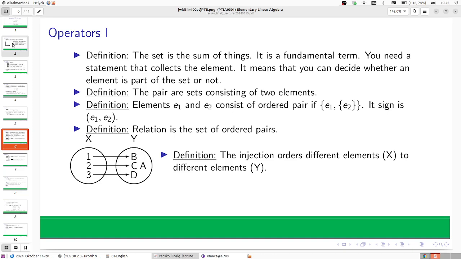Do you know what an injective relation is? When we have a one-to-one correspondence. Yes, that's it. So this is what I try to write here. This is an injection. Different elements are ordered to different elements. That's the injection.